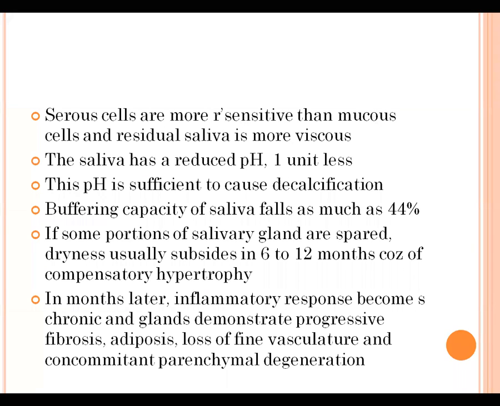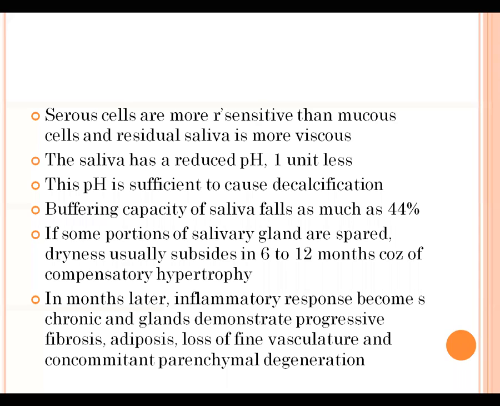Serous cells are more radiosensitive than the mucous cells, and residual saliva is more viscous. The saliva has reduced pH. In patients undergoing radiation therapy, the pH is reduced by 1 unit, and this pH is sufficient to cause decalcification. Buffering capacity of saliva falls below 44%, and if some portion of the salivary gland is spared, dryness usually subsides in 6 to 12 months because of compensatory hypertrophy. So this is also a reversible process.